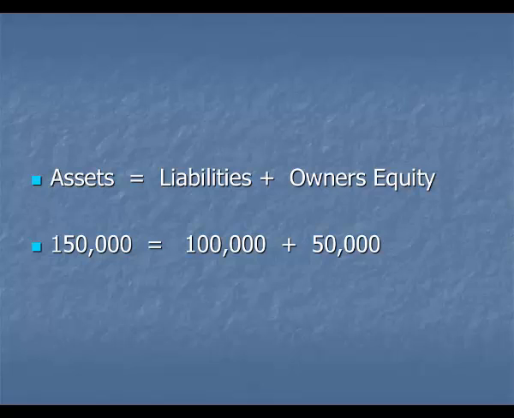The answer is $50,000 for owner's equity. But the process that you used to get it probably went something like this: 150,000 minus 100,000 equals 50,000. So what you did is you basically took the accounting equation and reorganized it in order to solve for the piece that you were missing.